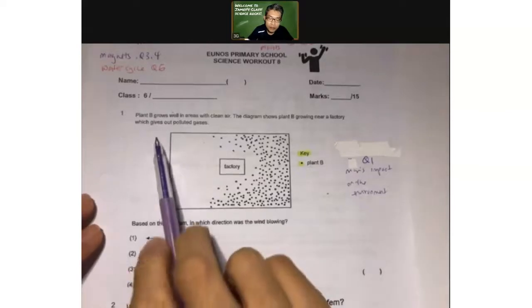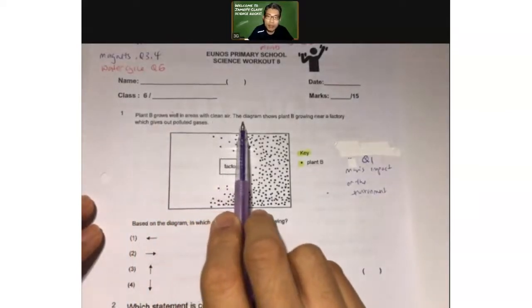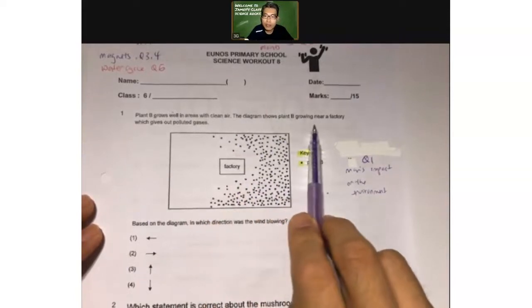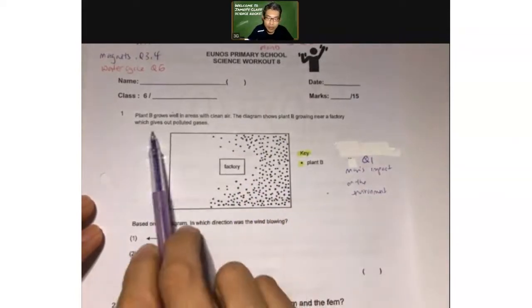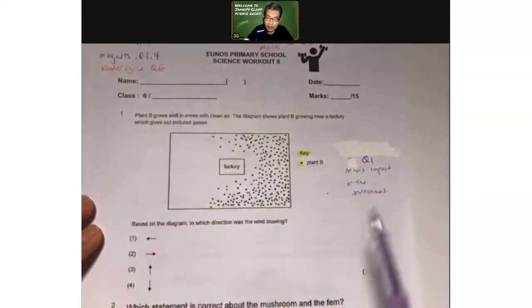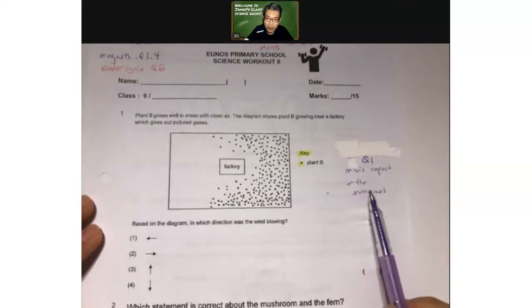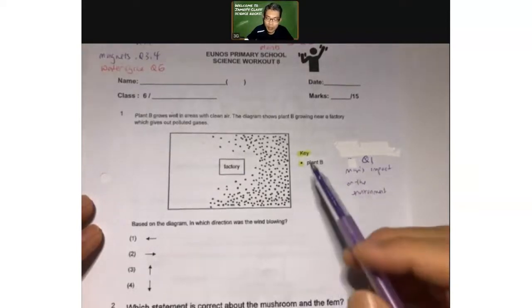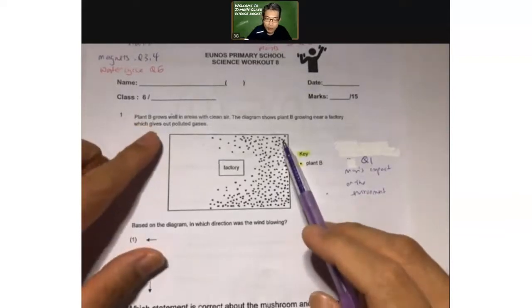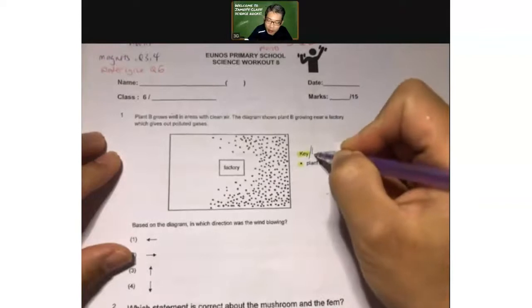Let's get started. Plant B grows well in area with clean air. The diagram shows plant B growing near a factory which gives out polluted gases. This question is from the topic called Man's Impact on the Environment. It's about pollution here. When you look at such questions, it's always important to look at the map as well as the key or the legend. Sometimes they call this the legend.